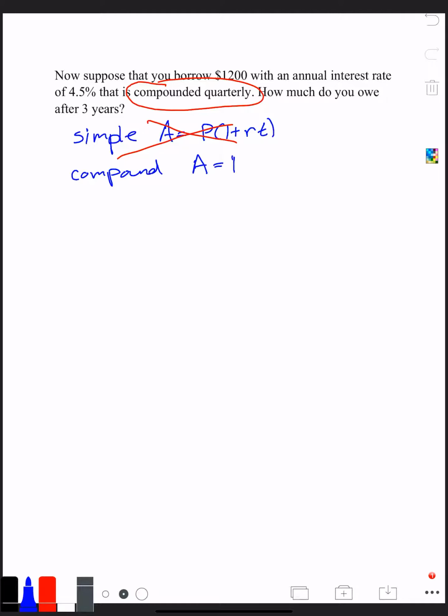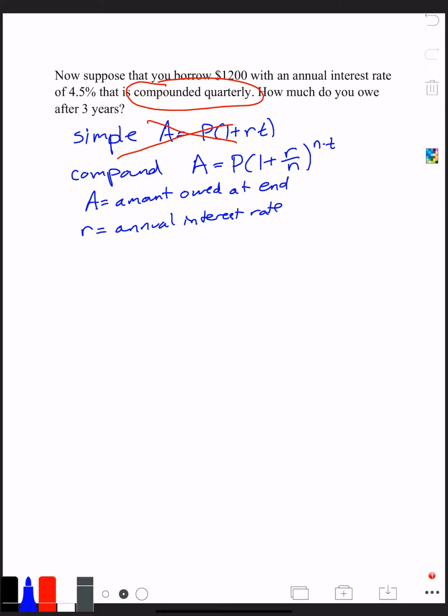A is equal to P times 1 plus R over N, raised to the power N times T. A reminder of what some of these letters mean. A means the amount owed at the end. R is your annual interest rate. T is the number of years. And the new variable in this formula, N, is the number of times compounded per year.